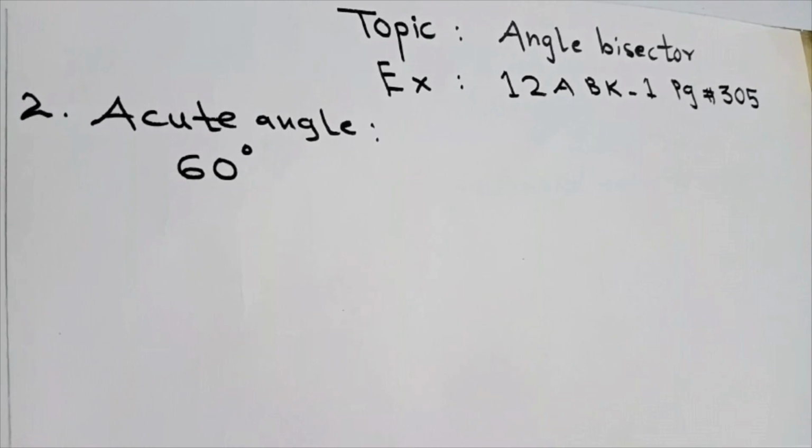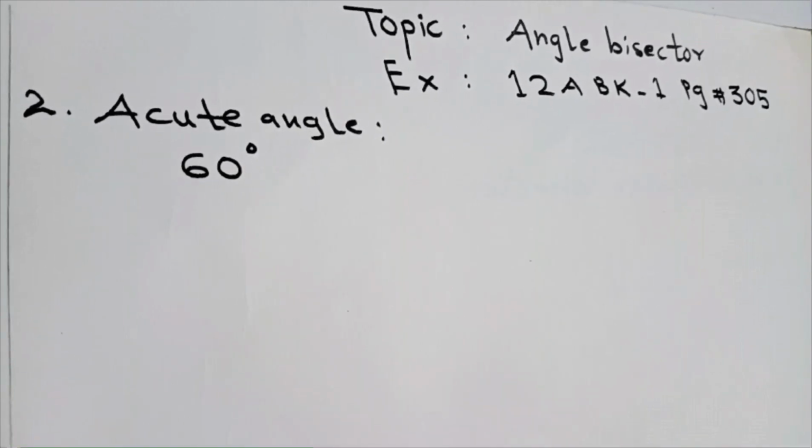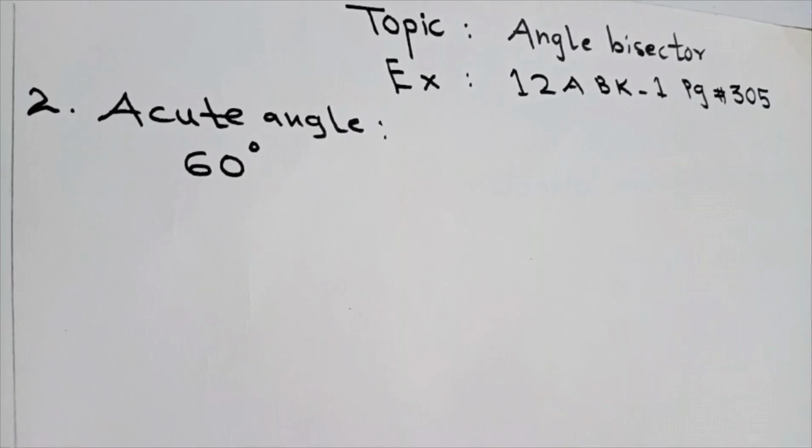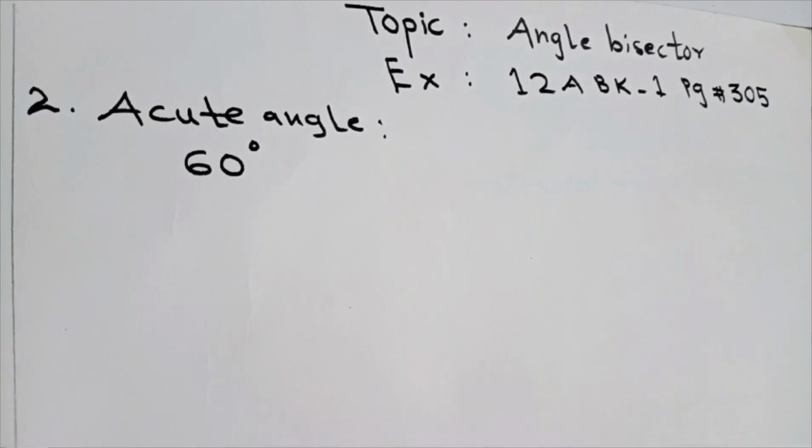We have to construct an acute angle of 60 degrees and construct its angle bisector. Student, in my previous video you have seen the same acute angle of 60 degrees from the right hand side. Now you will see it from the left hand side.